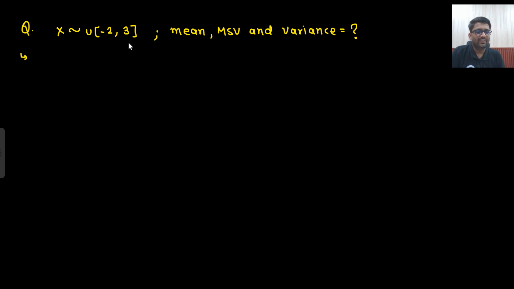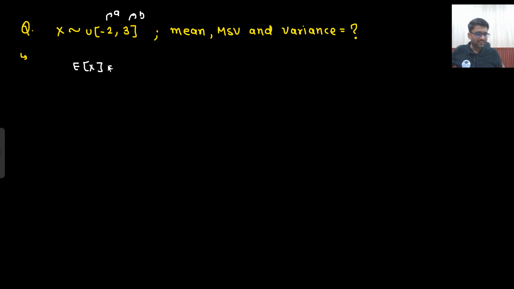Now x is a random variable which is uniformly distributed between -2 to 3. You need to find the mean square value and variance. So we remember the formula of mean. What is the formula of mean? The formula of mean is b plus a. Basically this is the value of your a, this is the value of your b.